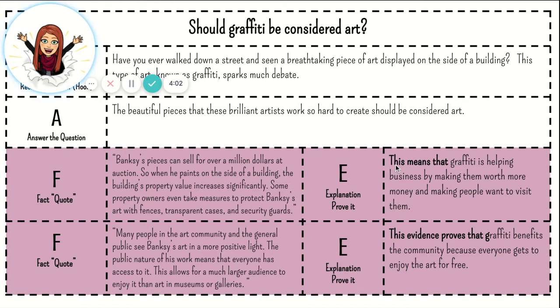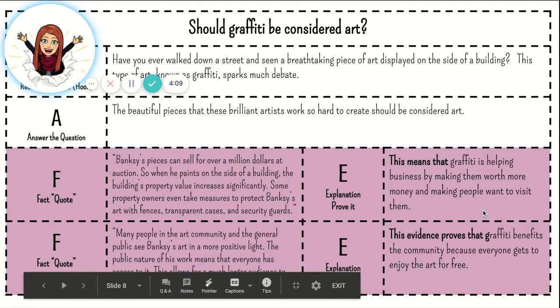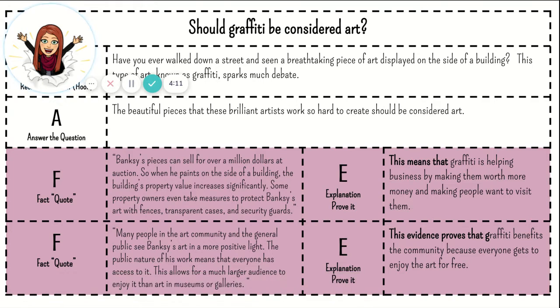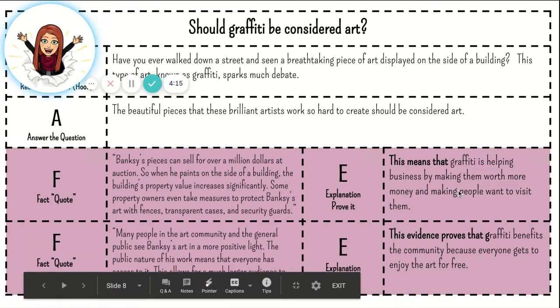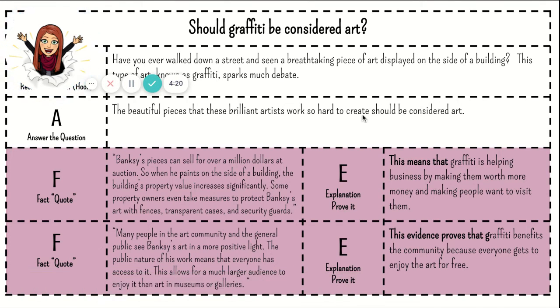Now in my explanation, I've used a sentence starter, see it in bold. This means that graffiti is helping businesses by making them worth more money and making people want to visit them. So this sentence is a link between the piece of evidence that I found and my answer. Now I need to do it again.